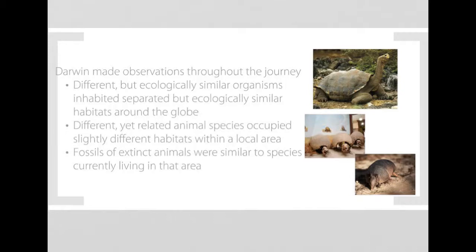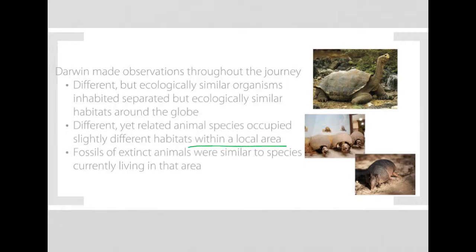One of them is that different but ecologically similar organisms inhabited separated but ecologically similar habitats around the world. So there were organisms that had sort of similar ecological roles, and they inhabited similar habitats even though they were in separated places. He also noticed that different yet related animal species occupied slightly different habitats within a specific area.